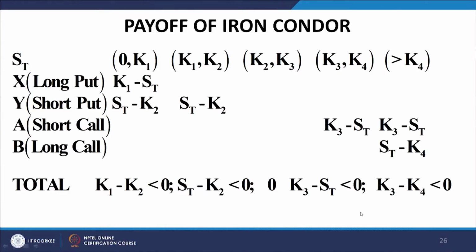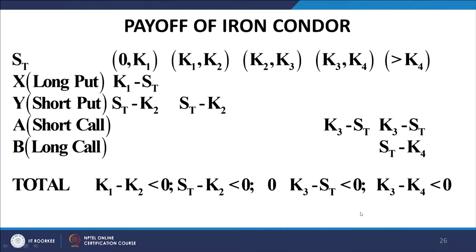Let us now look at the payoff. Again, we divide our stock prices into various partitions: 0 to K1, K1 to K2, K2 to K3, K3 to K4, and greater than K4. As far as X is concerned, it will be exercised between 0 and K1, and because it is long, you will get a payoff of K1 minus ST.